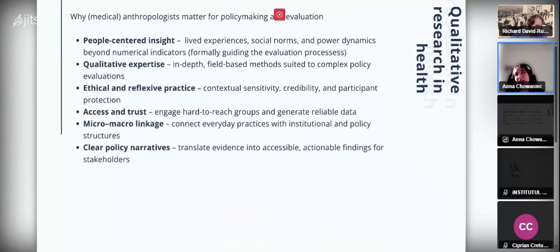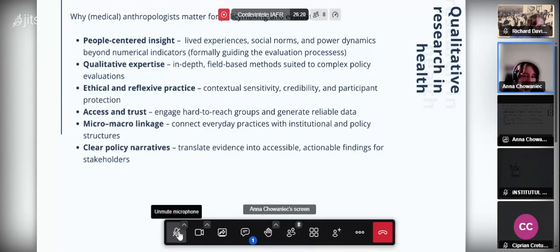In the policy making area, also in the evaluation area, they're kind of interconnected. Anthropologists provide some much valued skills and tools, and I'm of course speaking from my personal experience, so that is quite subjective. But in my opinion, what they bring into this kind of research, policymaking decisions, and evaluation is that they are always people-centered in their research.